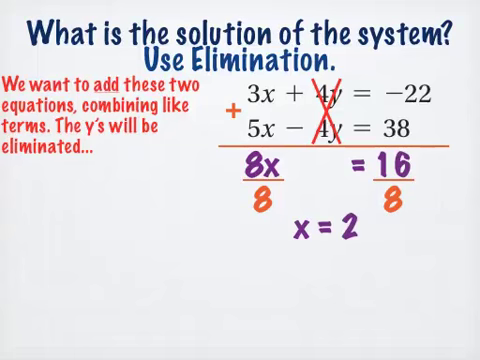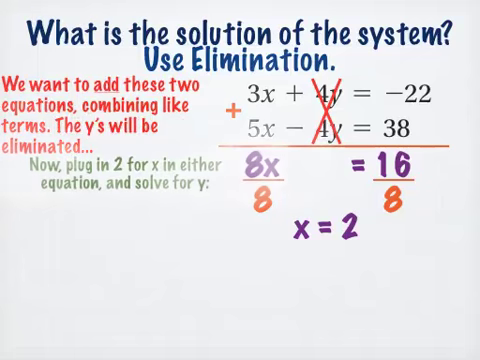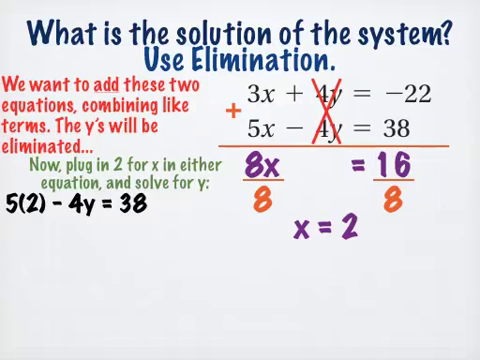Now, this is where elimination is similar to substitution. Now that we have x equals 2, we're going to plug in 2 for x into either equation and solve for y. It does not matter which equation you choose, you should get the same number. So whichever one looks easier or less confusing to you, go for that one. I chose to plug it into the second equation just because it's equal to a positive 38 instead of a negative 22.